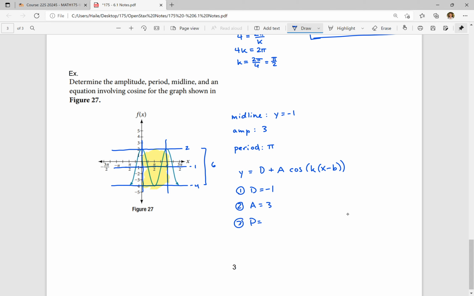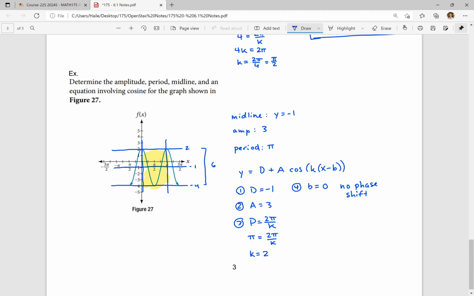The period we can get by doing 2 pi over k, and we know the period is pi, so if we say pi is equal to 2 pi over k and then solve for k, we get k is equal to 2. And then finally, again, we can think about b, but we find that it just equals 0. Because if we look at our graph, our period started at 0 and ended at pi. So we know that our traditional cosine graph with no phase shift starts at 0 and ends at the length of the period. So once again, we have no phase shift, so b is just 0.